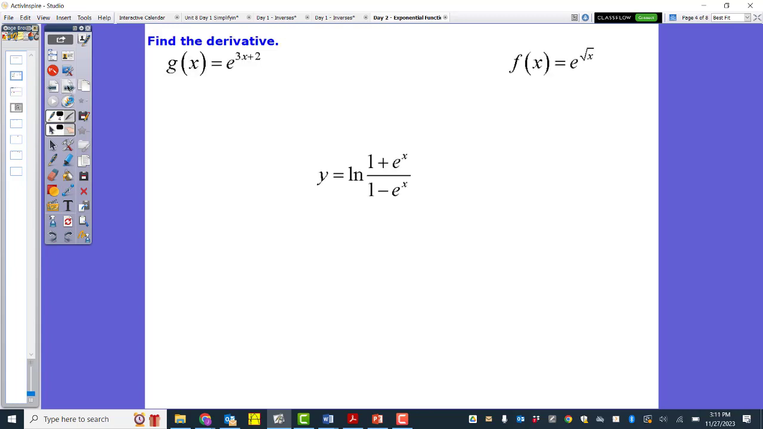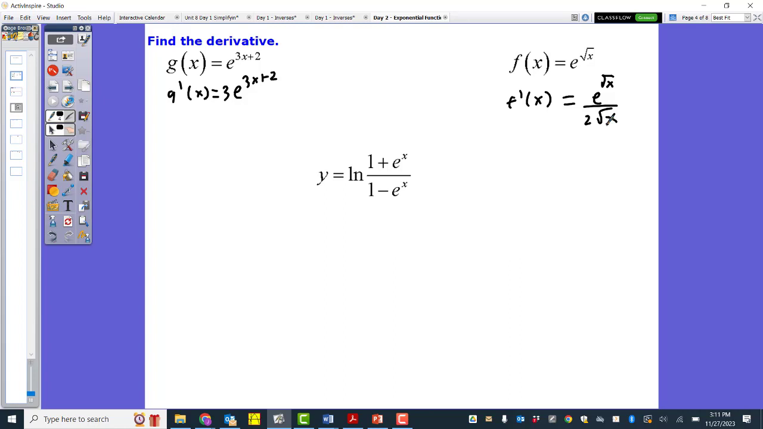All right, so now we just have some practice for these derivatives. So like for this one, we have e to the 3x plus 2 times the derivative of the inside, which is 3. This one over here, we have e to the square root of x times the derivative of the square root of x, which is 1 over 2 root x. So derivative of the outside times the derivative of the inside.